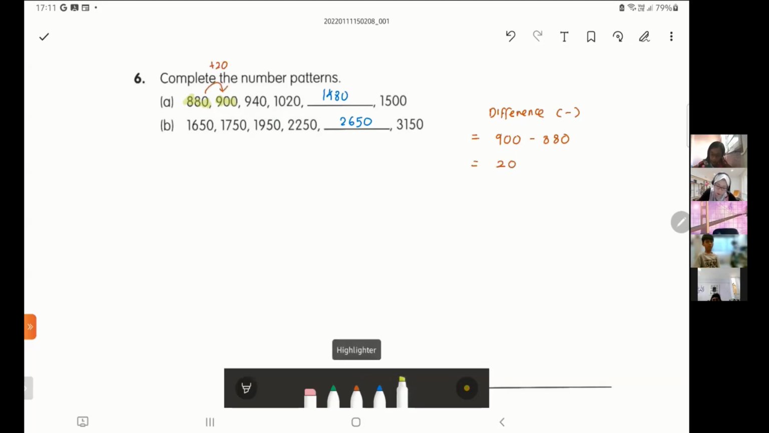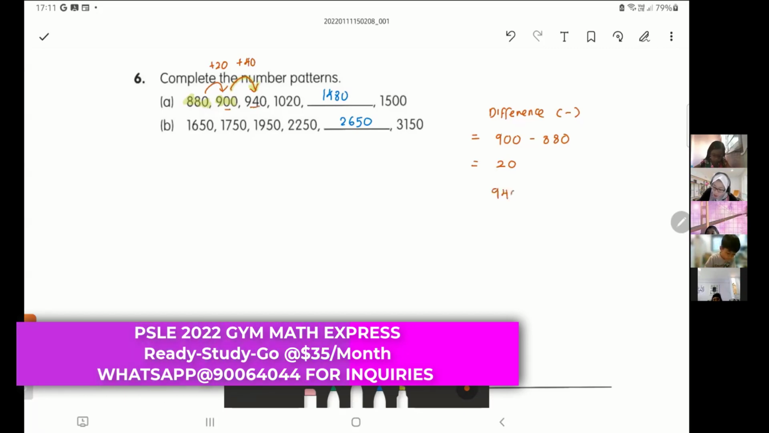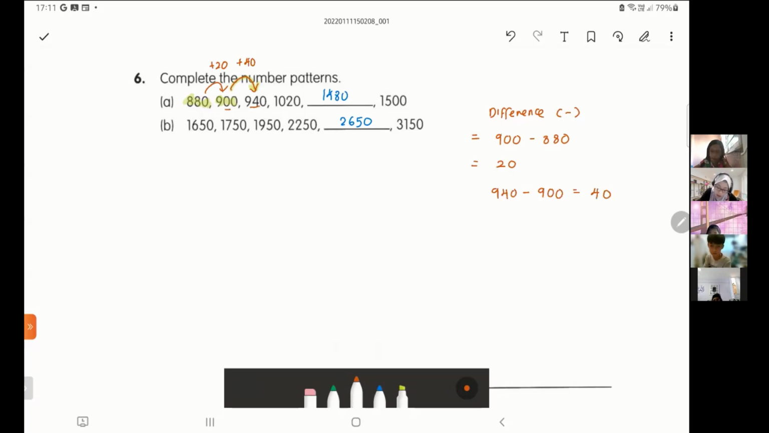But we need to double confirm because 900 and 940, if I minus, it's not 20. So sometimes the pattern can increase. Okay, so between 900 and 940, oops, let me change color, it is plus 40. How do I know that? I find the difference between 940 and 900. 940 minus 900 equals 40, like this. Then between these two numbers is plus 60. No, sorry, I think plus 80. Okay, how do we confirm that? 1020 minus 940 equals, so when you minus, you're going to get 80.